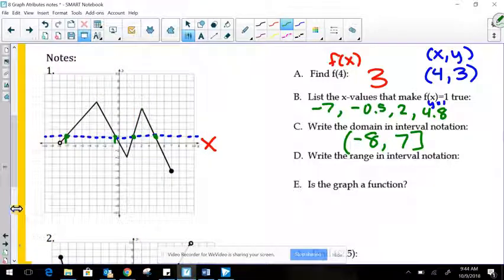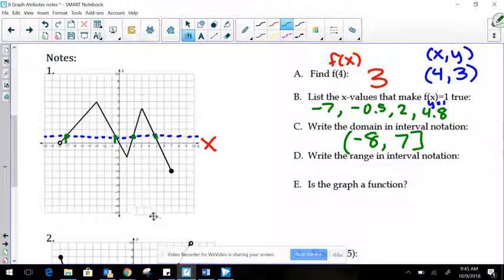Okay. Now I'm going to do my range. So I'm going to slide my imaginary note card up until I hit the bottom point. That's right here. That y value is -4. And I'll keep sliding up my imaginary note card until I hit the top of the graph. That's right here. That value is 6. Both have brackets because there's a closed circle on the bottom, and then this top line is just a solid line. So we're good.